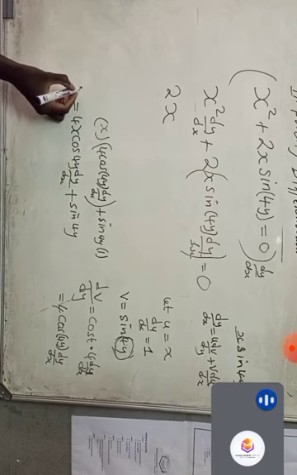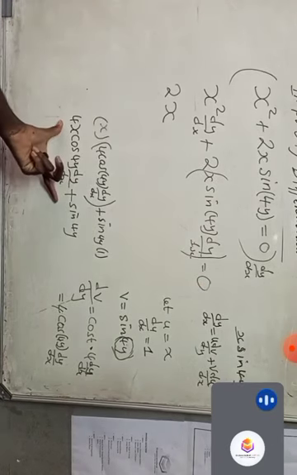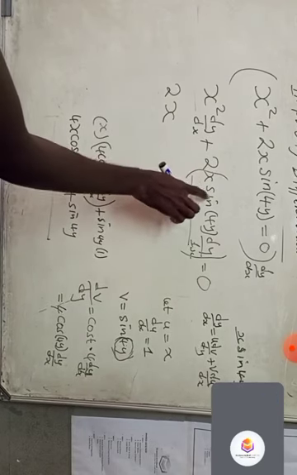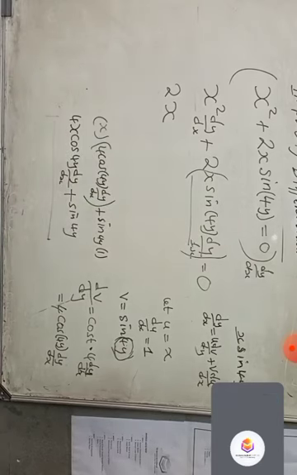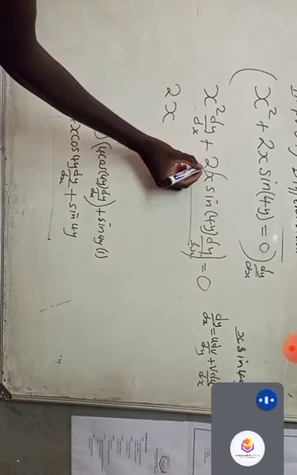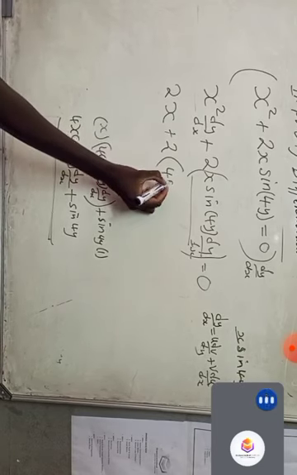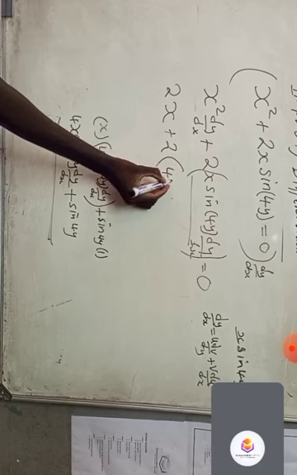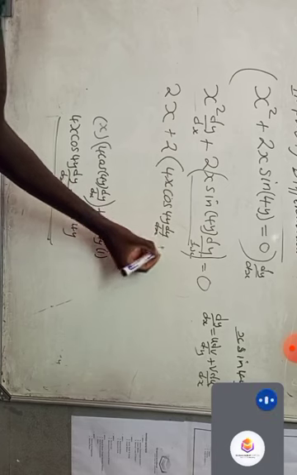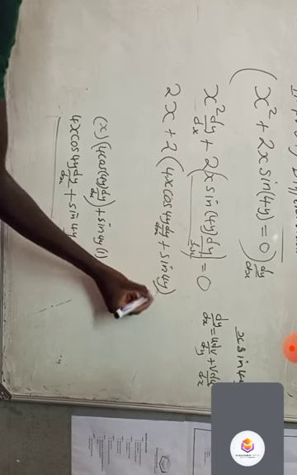So this is our dy dx. We are going to replace this where there is x sine 4y dy dx. Now let's replace. Outside you have 2, so I'm going to say 2 open, we have 4x cos 4y dy dx, then plus sine 4y, equal to 0.